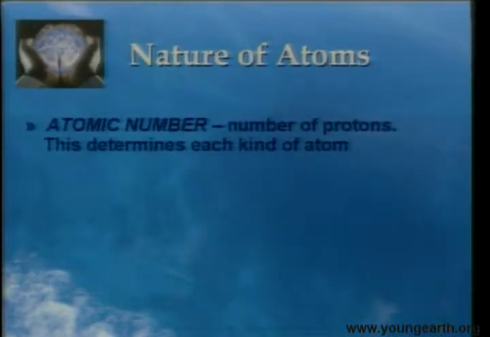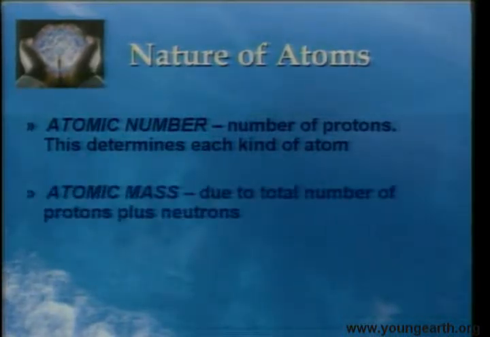Okay, here's the nature of atoms. The atomic number of an atom is the number of protons. Every element has its own atomic number for its atoms, okay? Tells you what kind of atom it is. Then we have the mass of the atom, called the atomic mass. That's the numbers of the protons and the neutrons that add up to give the mass, okay?